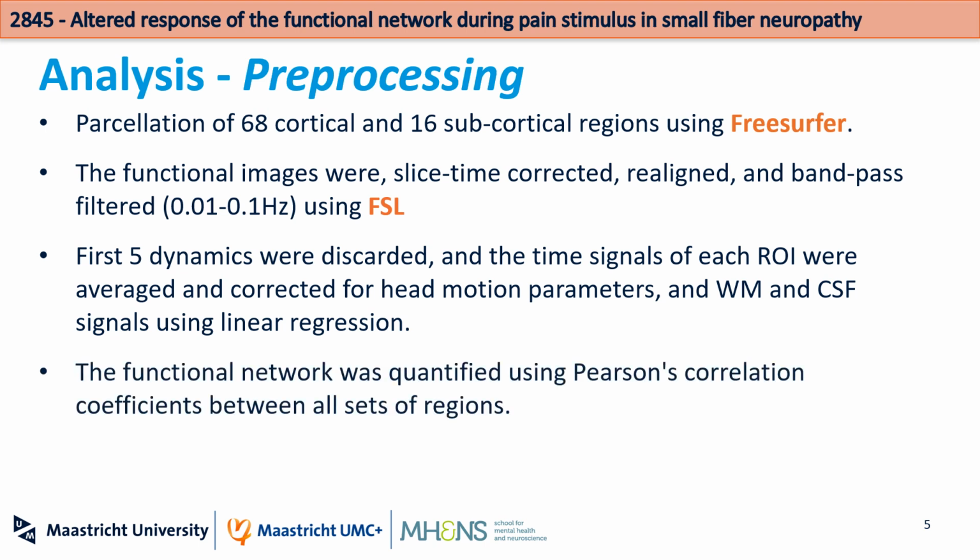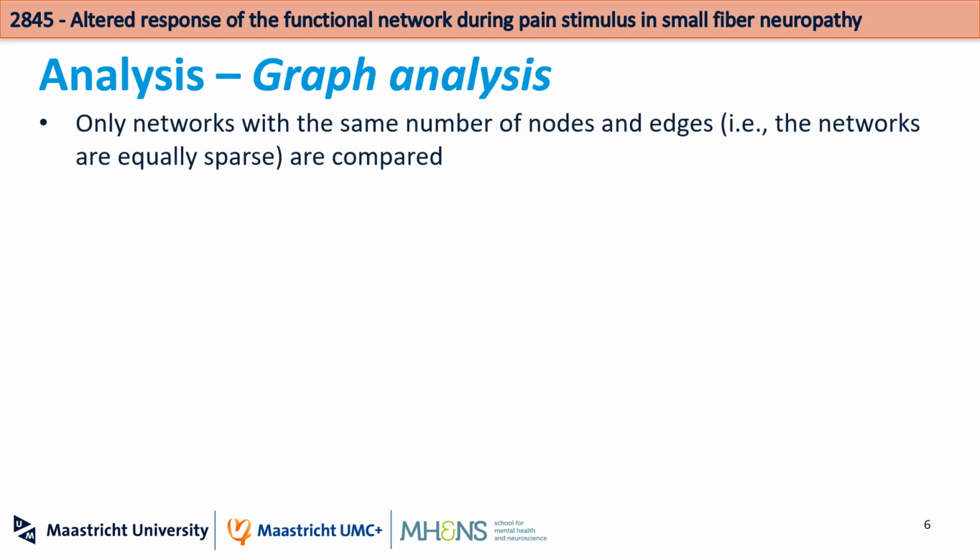Finally, the functional network was quantified using the Pearson's correlation coefficient between all the previously mentioned regions of interest. Since network analysis is very dependent on the number of edges in a network, we made sure that we only compared networks that were equally sparse.